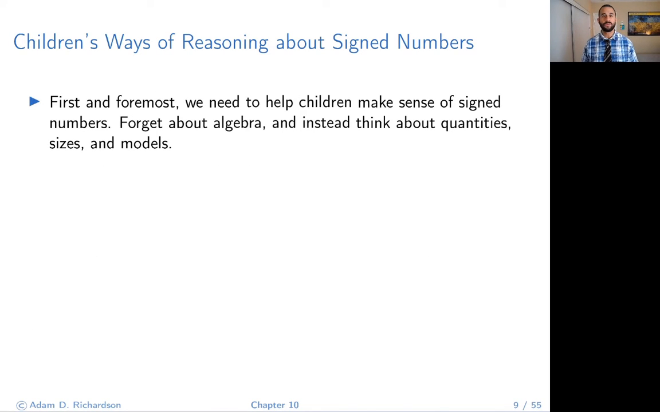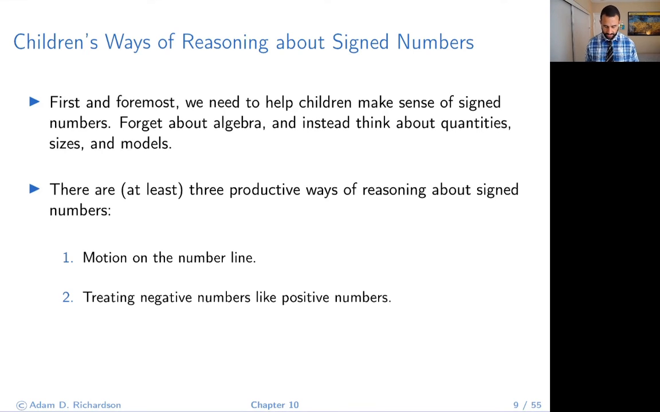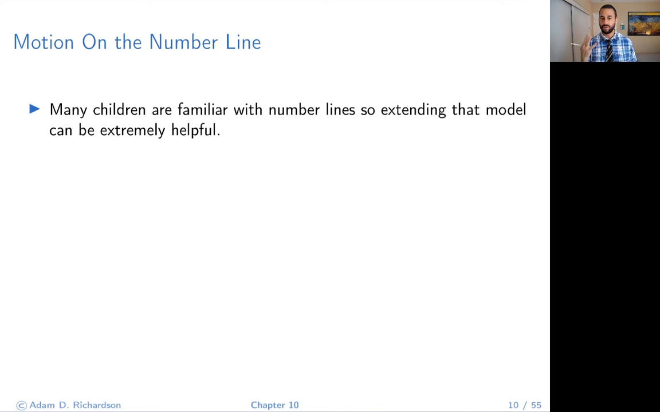First and foremost, we need to help children make sense of signed numbers. So forget about algebra, and instead think about quantities, sizes, and models. Same thing we've been doing for a while, right? There are at least three productive ways to reason about signed numbers that we'll talk about here. One is motion on the number line, moving left or right. Two is treating negative numbers like positive numbers and then operating on them. And three is determining the sign of a result before calculating the result. Kind of saying, because of the size of these numbers, I know this is going to be a negative result, and that helps you work with the numbers. So those are the three we're going to talk about.